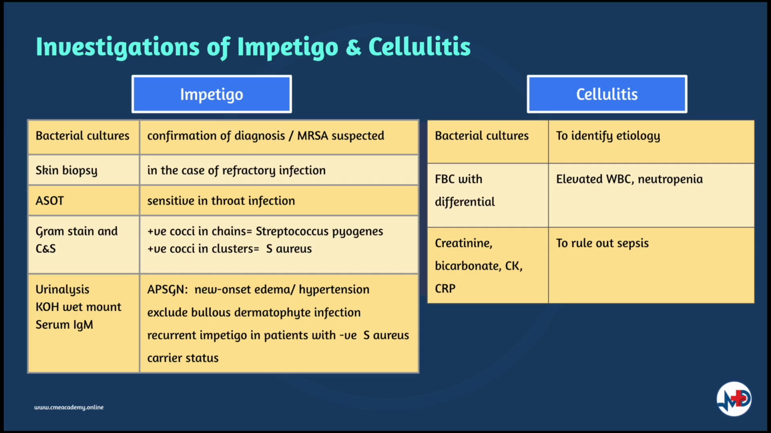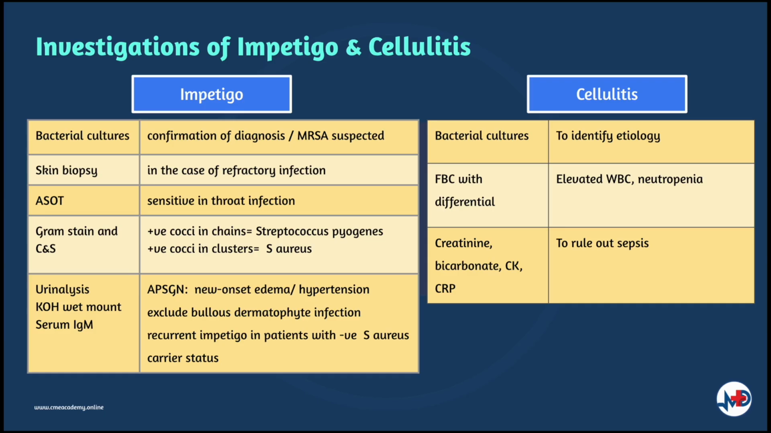Tests can also be ordered to assess the severity and associated findings of these conditions. In the case of impetigo, you could order a urine analysis which could identify acute post-streptococcal glomerulonephritis, especially in the case of new onset, there will be edema and hypertension. You could also do a potassium hydroxide wet mount to exclude bullous dermatophyte infection. Lastly, a serum IgM is indicated in recurrent impetigo in patients with negative Staphylococcus aureus carrier status.